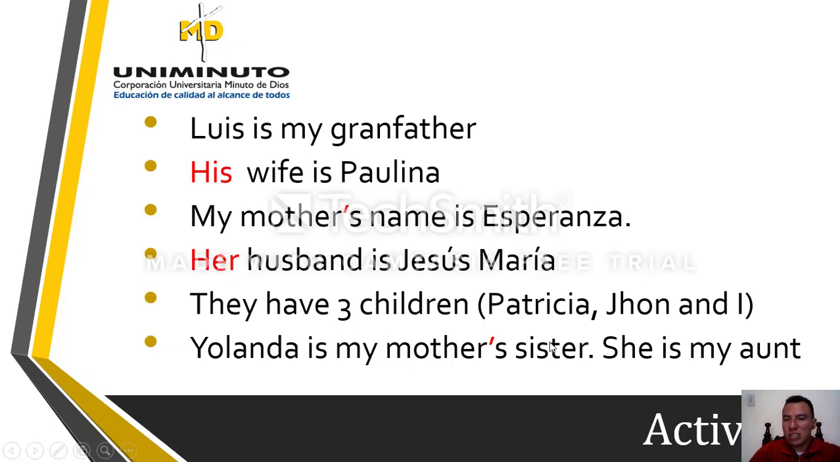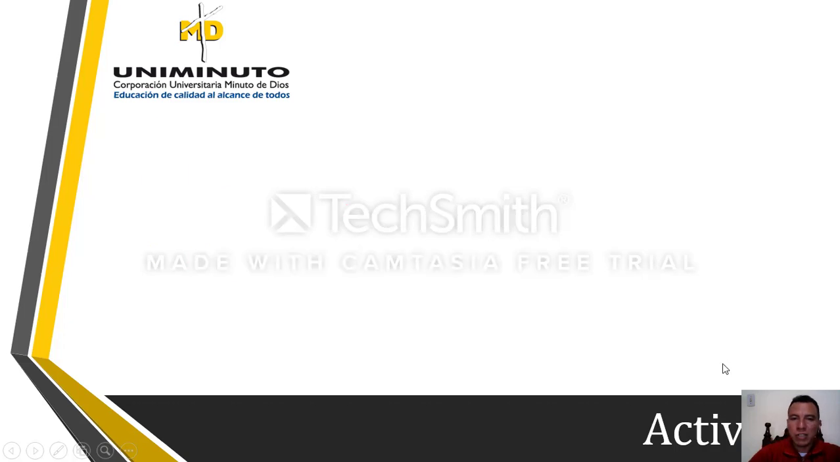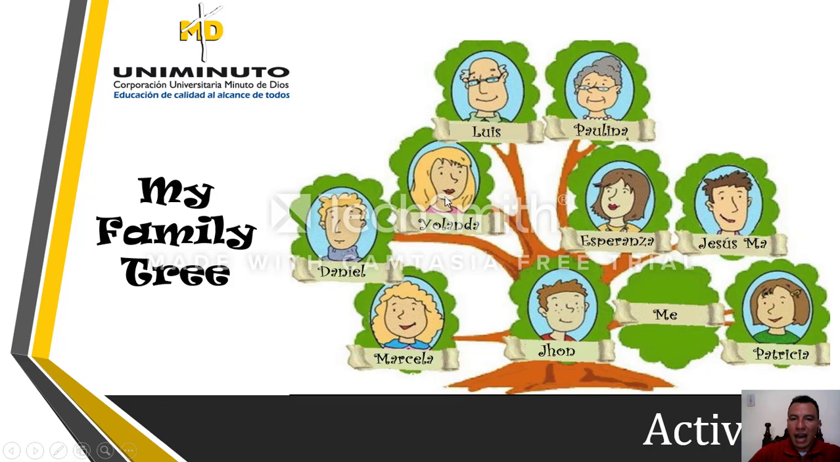Yolanda is my mother's sister. She is my aunt. Look at the picture. In the picture, this is Yolanda, and Yolanda is my mother's sister. I mean, she is the sister of my mother. But in another form, you can say Yolanda is my mother's sister. So, as Yolanda is my mother's sister, she is my aunt.